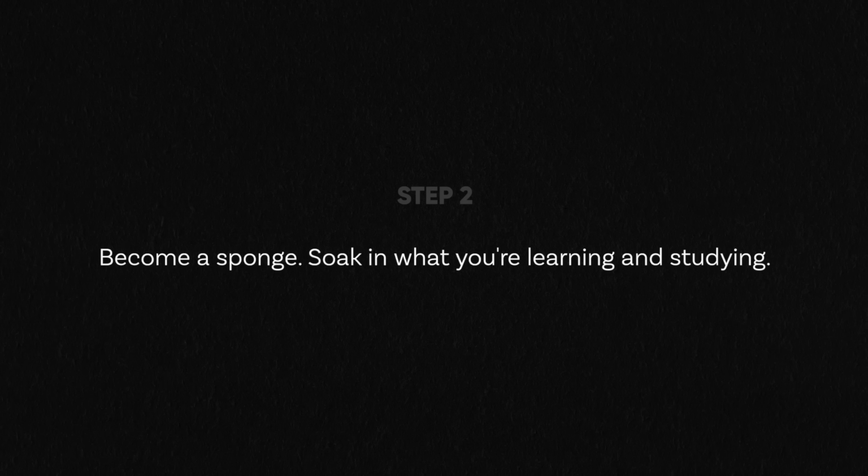So once you've established what type of designer you want to be or don't want to be, step number 2 is to become a sponge. You want to absorb and soak in all the information that you're learning and studying. There's really 2 main ways that you can go about learning, which is 1, you either get a formal design education at a university, or 2, you go the self-taught, self-learning route where you learn and teach yourself through online courses, books, blogs, and videos.